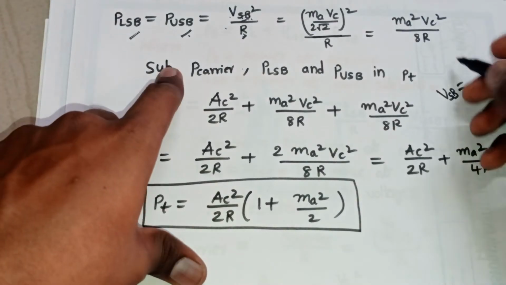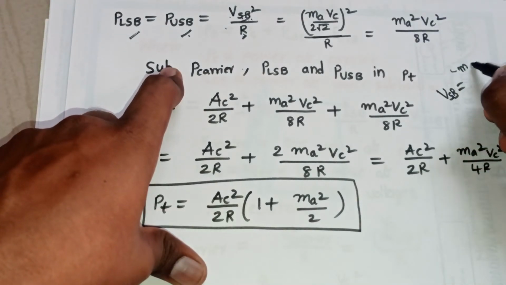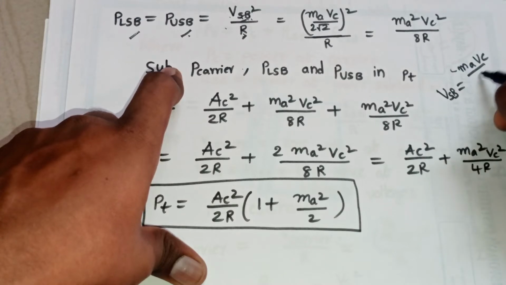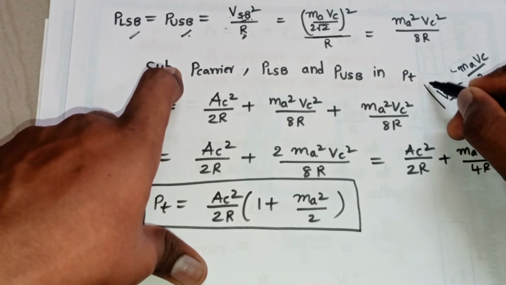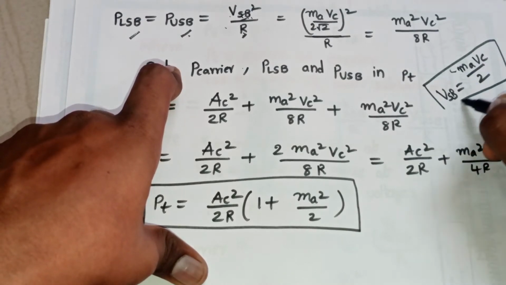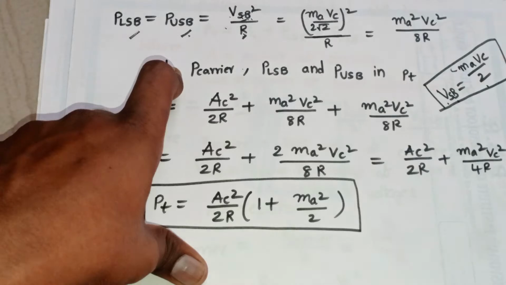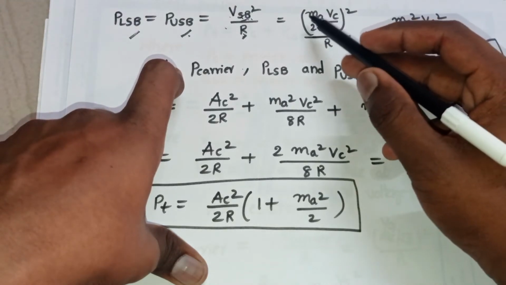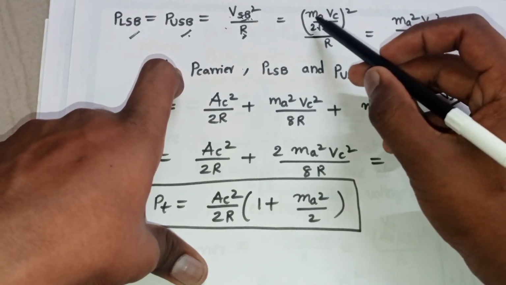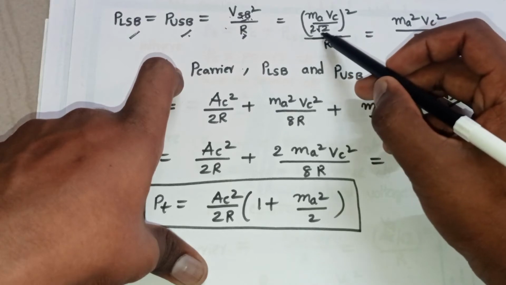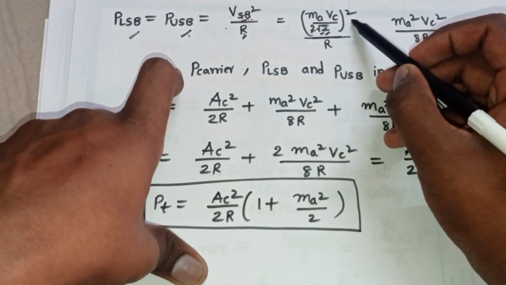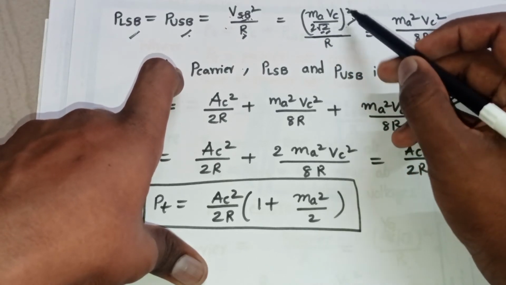Observe, we have one formula: VSB, that is the voltage of the sideband, is nothing but MA Vc by 2. This is the voltage of the sideband. Remember this. Voltage of the sideband is equal to MA Vc by 2. In order to find the RMS value, that is (MA Vc by 2 into root 2) whole squared. This is the equivalent representation of RMS form.